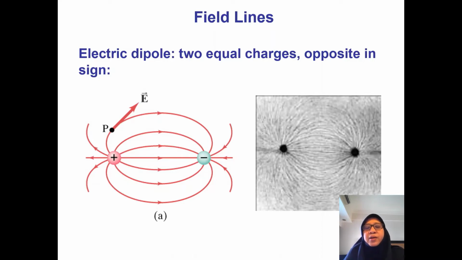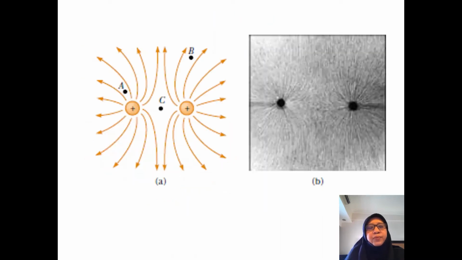It is similar to a magnet, where the region shown by iron dust is similar to this. For like charges, like this one, positive or negative, this is the electric field pattern.